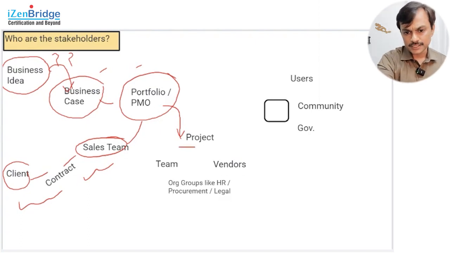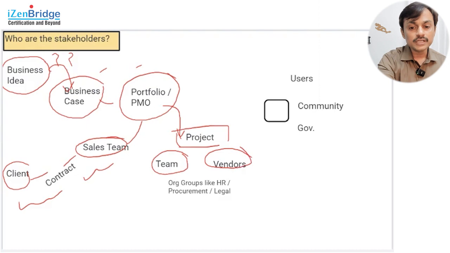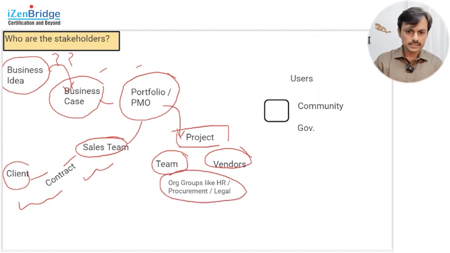Then you start the project. When you are working on the project, you are working with your team, you are working with your vendors, you are working with your other organization groups like human resource, procurement, legal, quality. Everybody has some stake in the project.